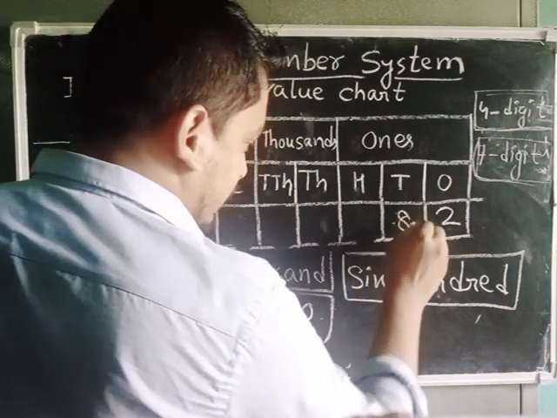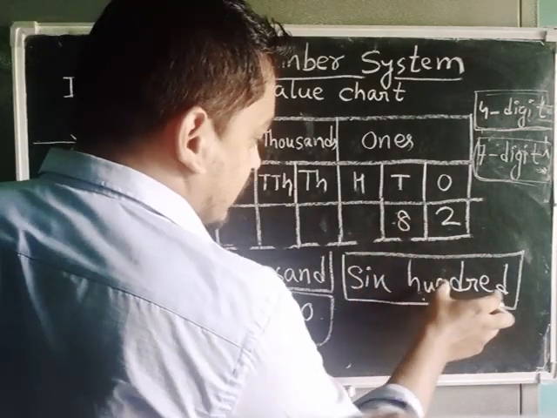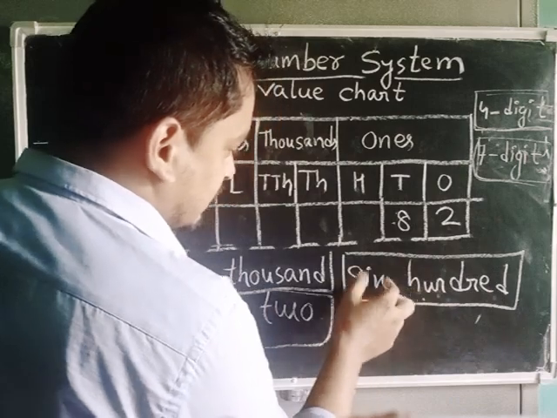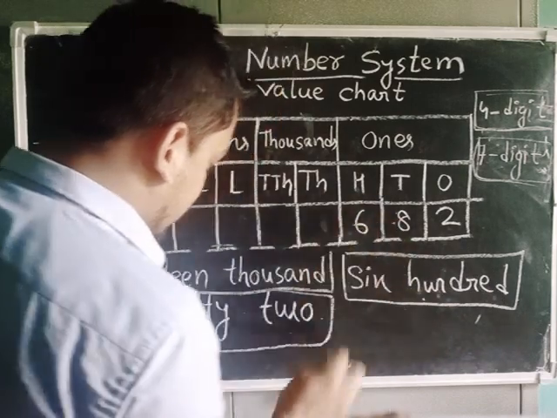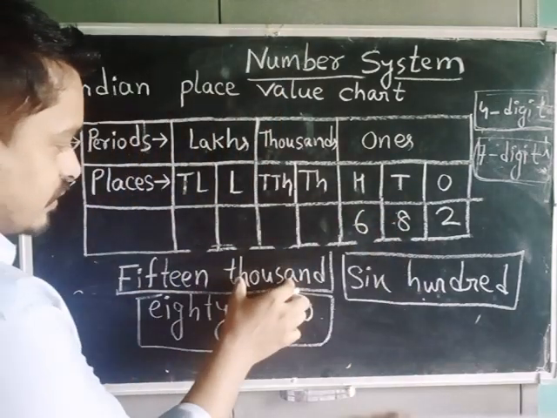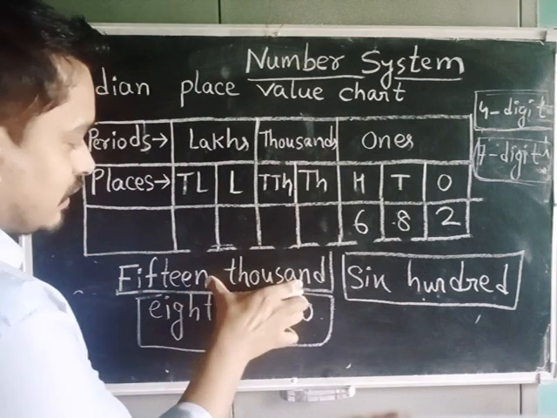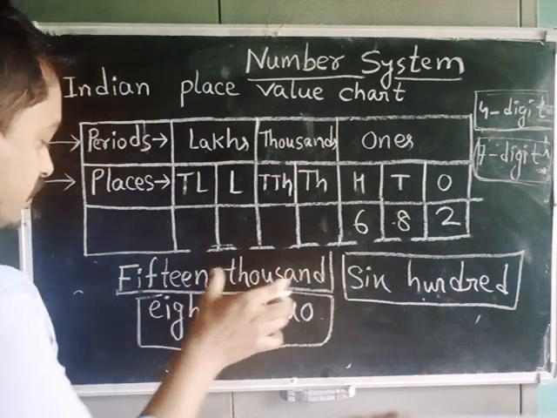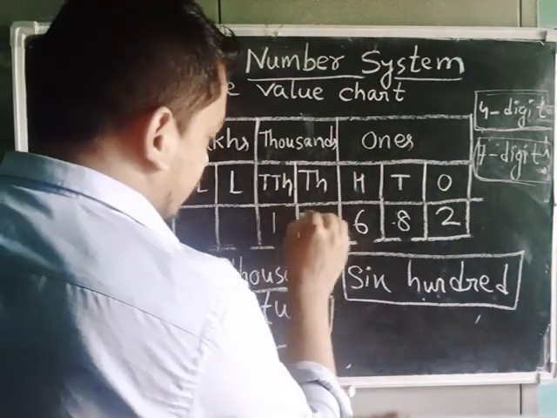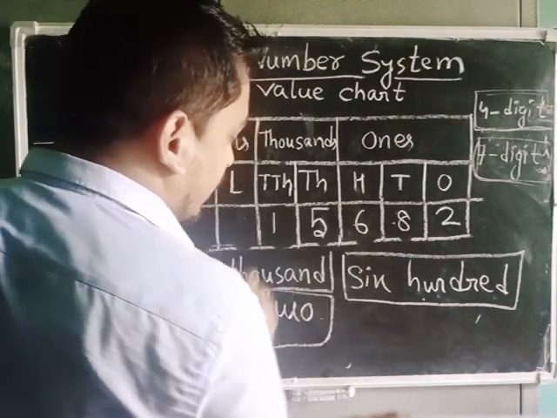8 will be here. Now you see 600, so in 100 place what is 6, so here we will write 6. Now we see 15,000. Okay, 15,000 in 1000 place what is the number? 15, so here I will write 15. Okay, in this way we can write.